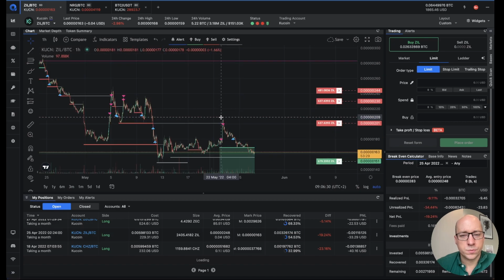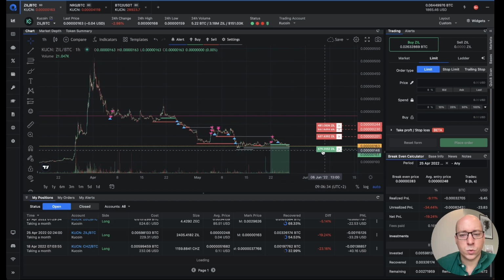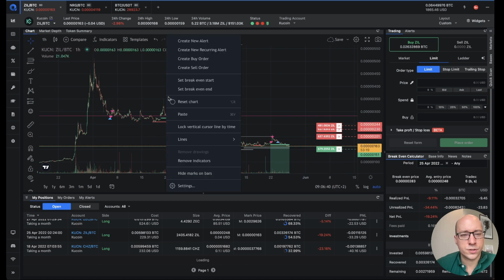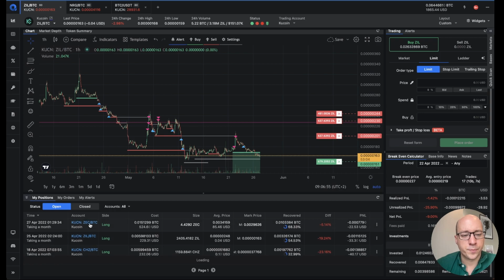Then we have ZIL, also slowly grinding down towards our last buy, and we're waiting for the sells to go out. Now let's reset the break-even price. As you can see, we can go out here, so if these hit, then we're fine. I don't expect this to hit all of a sudden, just because of the current market situation, so we just have to be a little bit more patient.